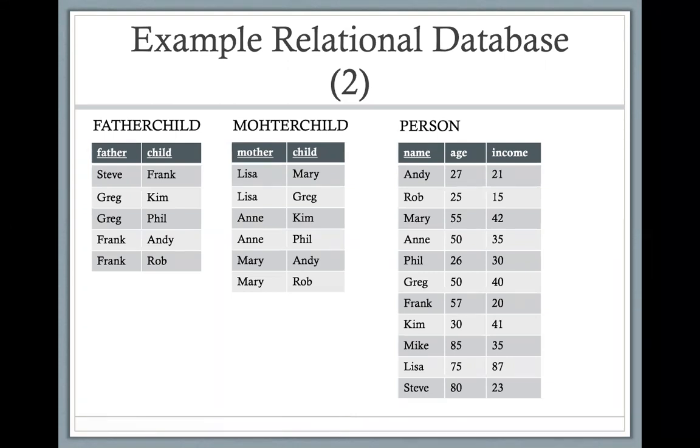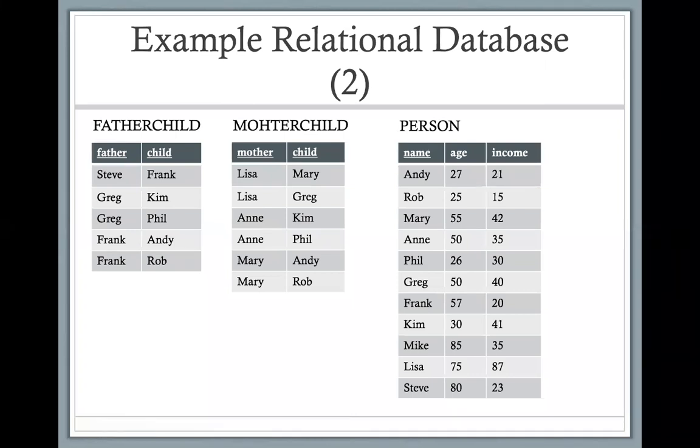For instance, Greg and Kim, I know the information about Greg and Kim. I know Kim has her dad, Greg, and her mom is Anne. So I would see Kim, the father is Greg, and the mother. Is there any other dangling record in father child? No, only Steve and Frank. That was a dangling record because it doesn't have a match in mother child. The rest all have matching records in mother child.